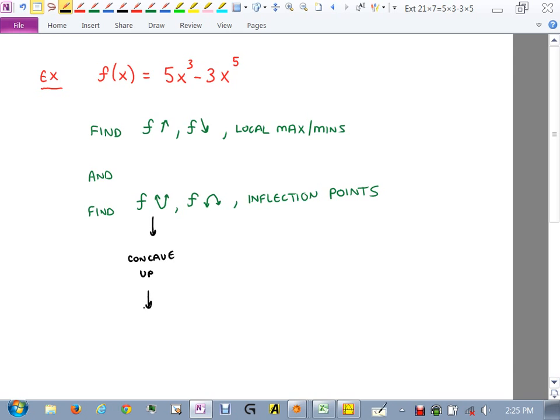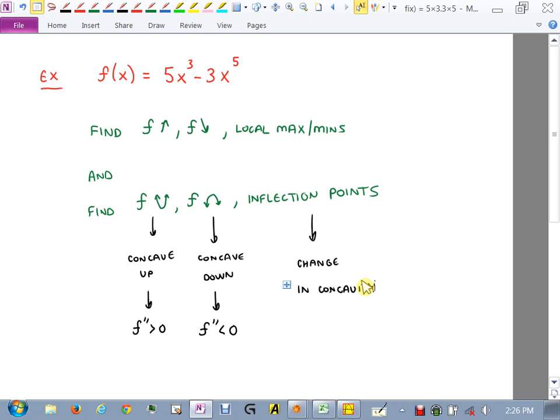That means I'm asking you to find where the second derivative is positive, right? This means I want to know where it's concave down, frowning, but that means just find where the second derivative is negative. The inflection points are where you have a change in what's called the concavity, where you go from concave up to concave down.